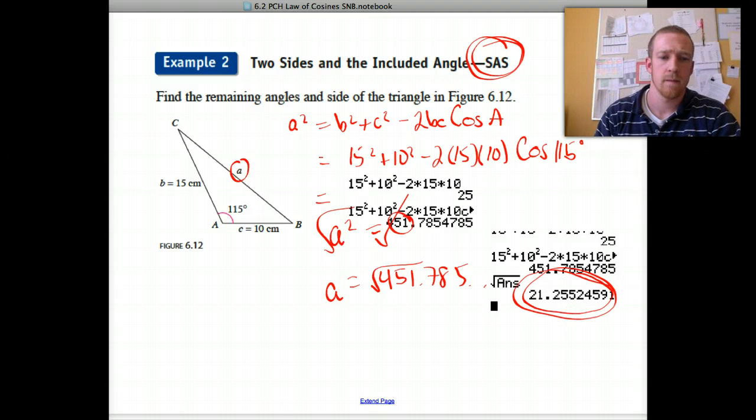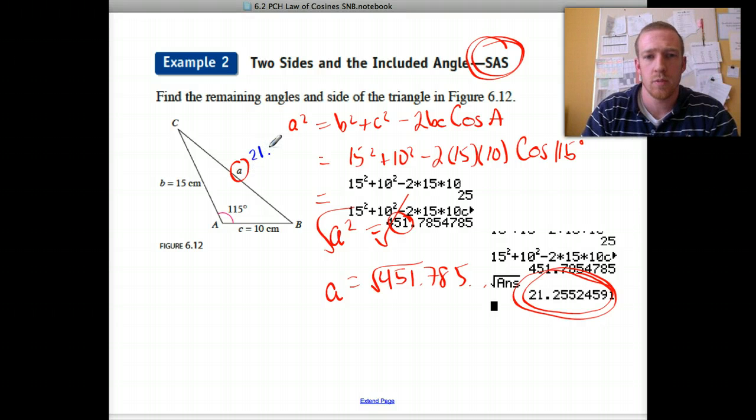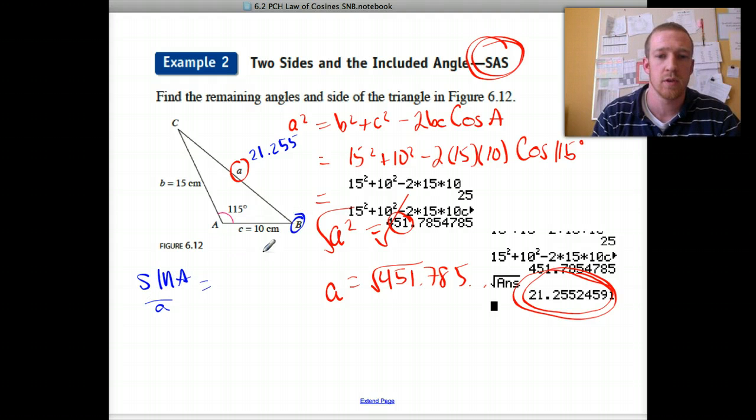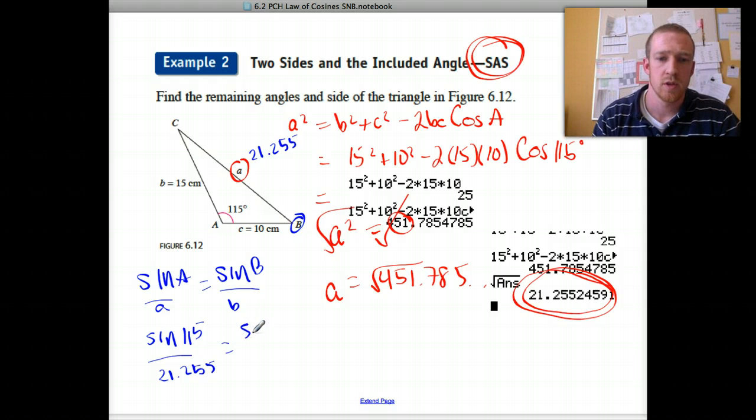Okay. So A is 21.255, and I can use law of sines or cosines to do this. I'm going to actually use law of sines because it's a little quicker and easier to plug in and solve for. I'm looking for the angles, so I'm going to write it with my angle on top. Sine of A over A equals, let's do B first, sine of B over B. That gives you sine of 115 over 21.255 equals sine of B over 15. Multiply both sides by 15.